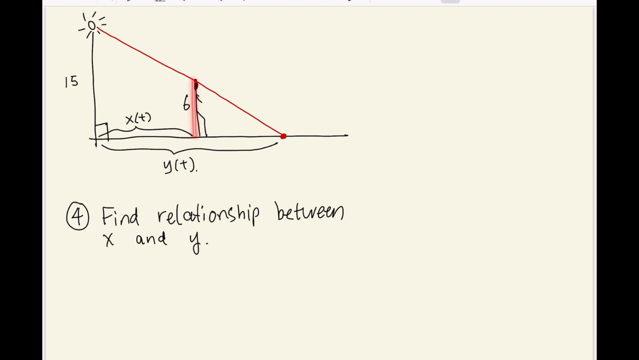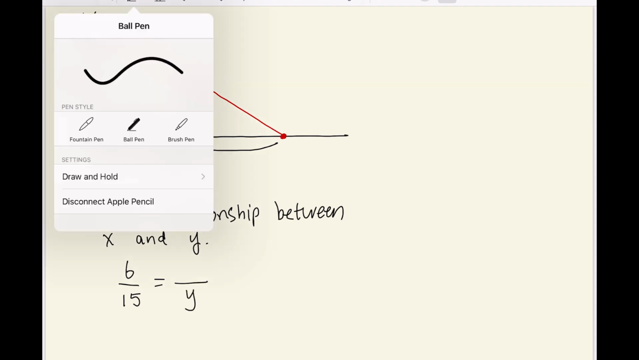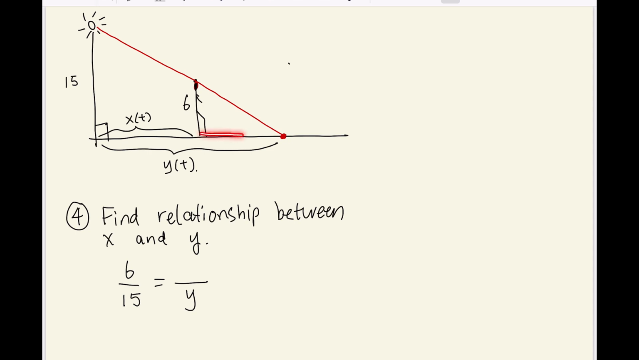The relationship I can see is that the ratio between these two sides, which is 6 over 15, so that's the small side over the large side, should be the same as the ratio of this small side to this large side. So let's do the large side. This large side is y of t, and the smaller side is given by y minus x, right?